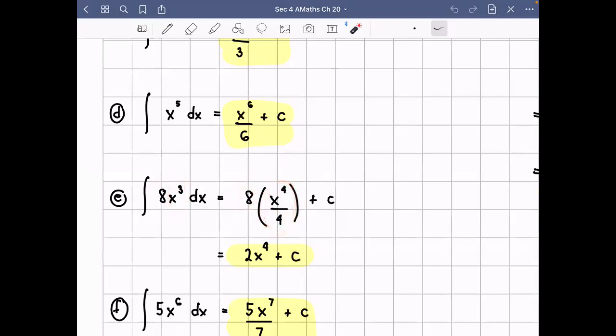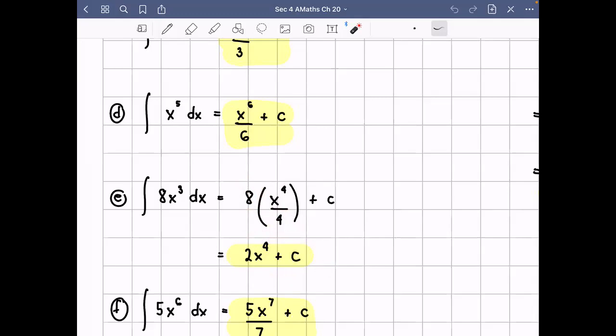Basically, we can cancel out 8 and 4 because 8 and 4 are divisible by 4. So this is 1, this is 2. That's why your final answer is 2x raised to 4 plus c.